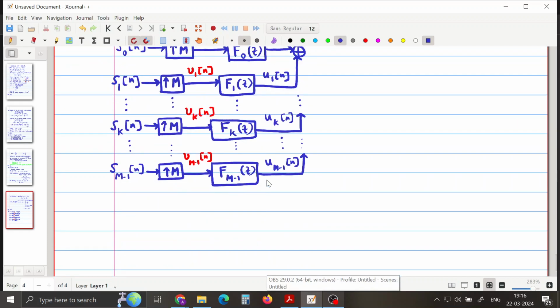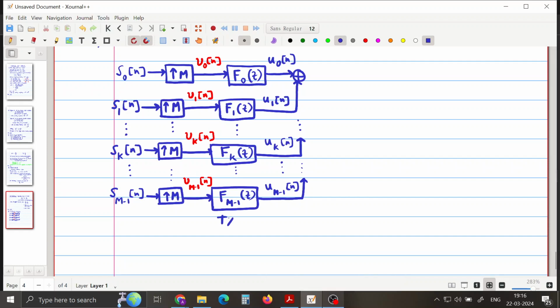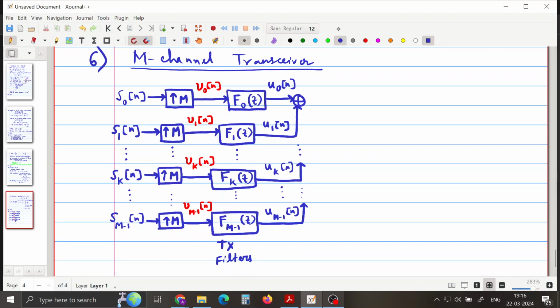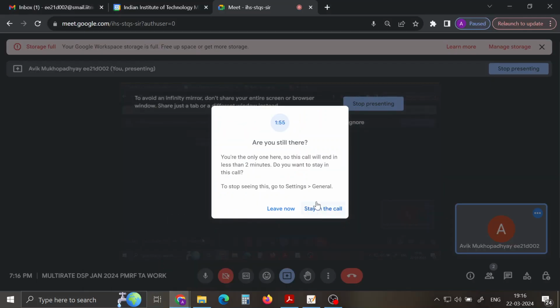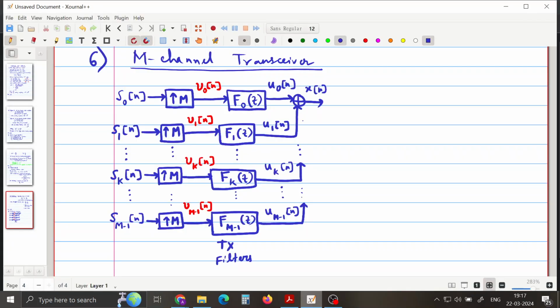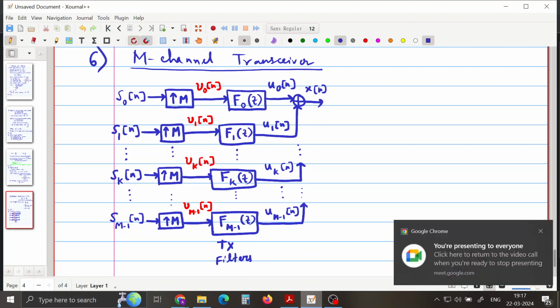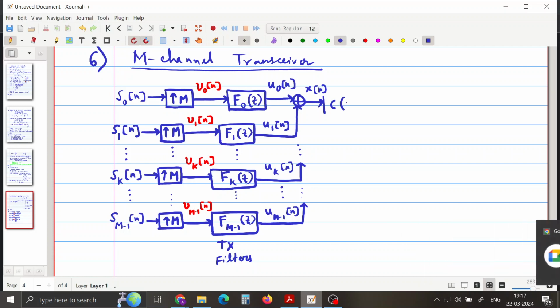And in the question, these are my transmitting filters, so I'll write it down. TX is short for transmitting filters, which are also your synthesis filters. Okay. So now these u i's are from the M branches. They are combined together to produce X of n. Now this X of n is actually transmitted through the channel. The channel is denoted by C of z. This is your channel, C of z.